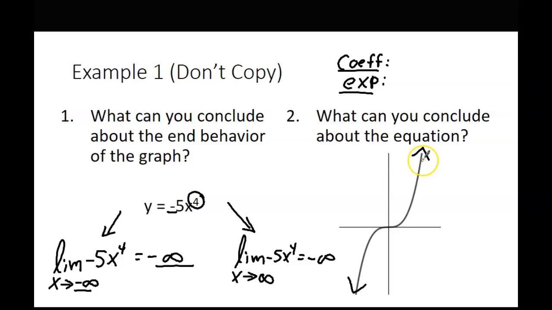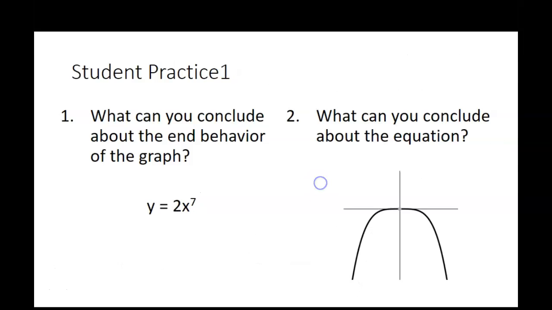When you're going up on the right and down on the left, they're going opposite directions, right? So I know my exponent must be some odd number. And since it's up on the right, down on the left, that means it must be a positive coefficient. So for instance, the equation of this could possibly be something like 4x to the third, technically. I mean, it may or may not be, but it could be. So that's that.